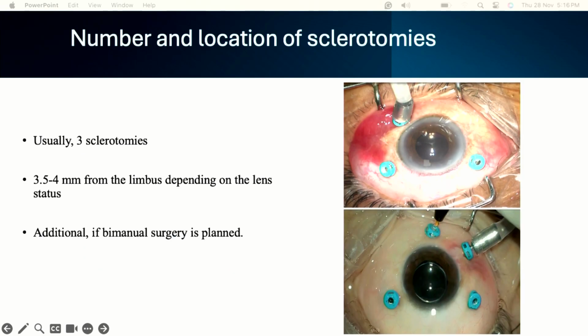So, the number and location of sclerotomies: usually 3 sclerotomies, as we make in any other vitrectomy, 3.5 to 4 mm from the limbus depending on the lens status. An additional one is to be used if a bimanual surgery is planned. The location can be variable. Mostly we can use the inferotemporal, because there is most space in the inferotemporal quadrant.